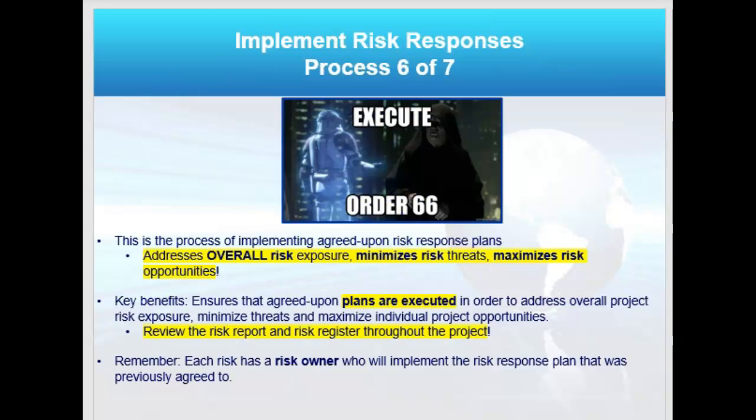The sixth process is to implement the risk responses. And here we want to address the overall risk while implementing responses to individual risks that we've been developing, right? Minimizing the threats, maximizing the opportunities, right? This is a process by itself in this version of the PMBOK guide for the first time ever, because it was felt that project managers were planning responses but not implementing them.